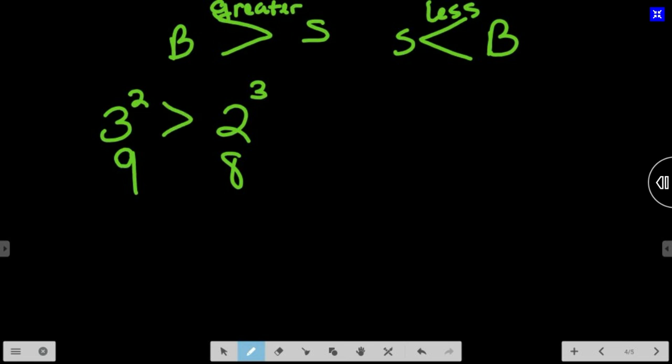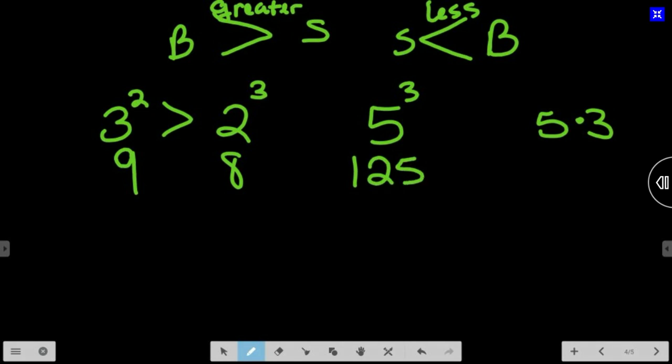Okay. I have 5 to the third power and 5 times 3. What's 5 to the third power? Just look up at your paper a little bit. 125. And 5 times 3? 15. So what symbol do I want to use? The greater. Alright.